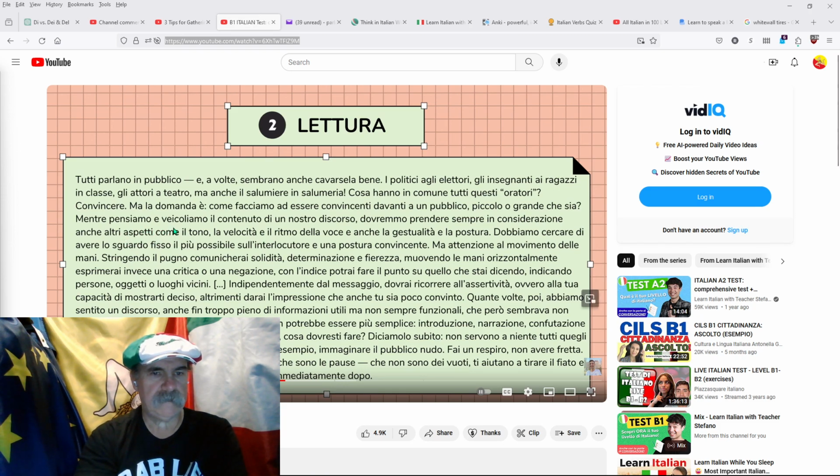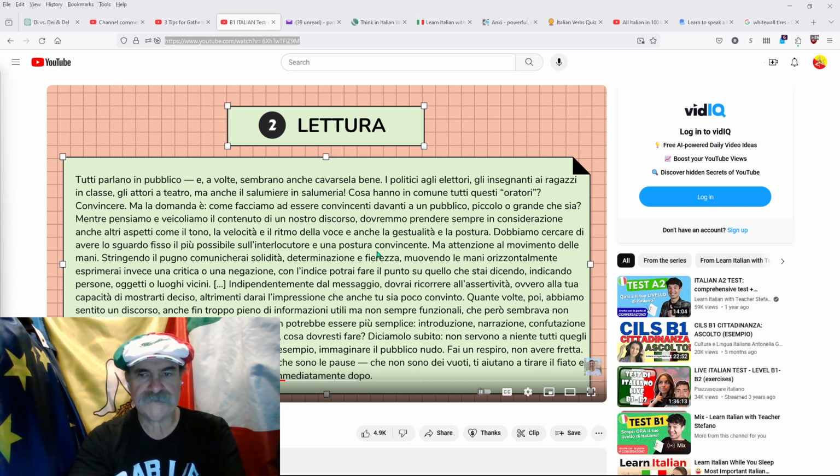Mentre passiamo veicoliamo il contenuto di un nostro discorso. Dovremmo prendere sempre in considerazione anche altri aspetti come il tono, la velocità e il ritmo della voce e anche la gestualità e la postura.